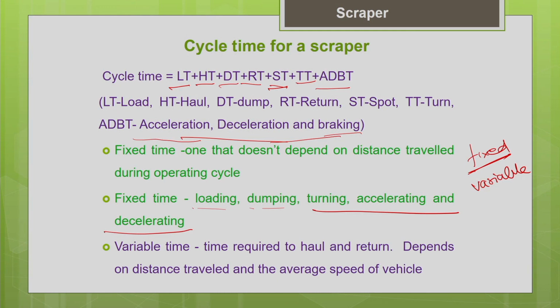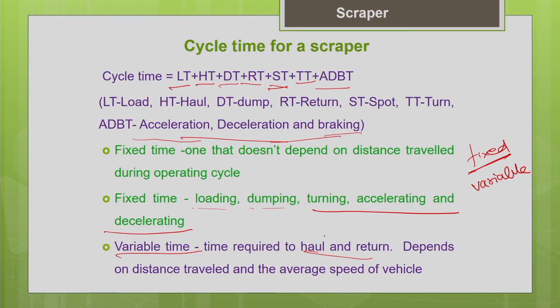The other one is variable time, your haul and return. Your haul and return is a variable time because it is significantly dependent on the travel distance as well as the speed of your machine. Based upon that only you can decide your haul and return time. Obviously, you know that speed of the machine depends upon your project conditions. So the underfoot condition, rolling resistance and grade resistance, and your type of machine, everything is going to affect the speed of the machine.